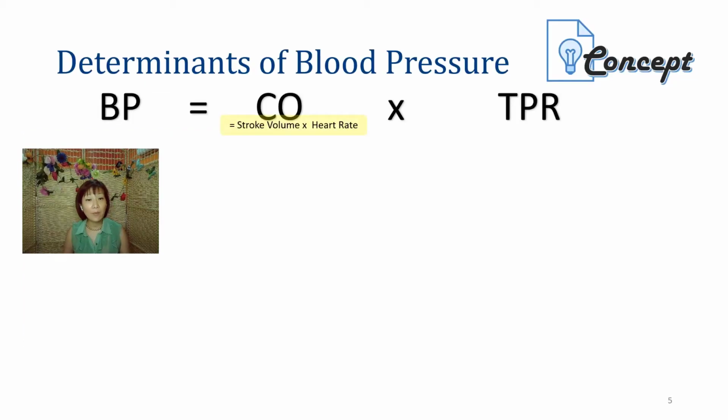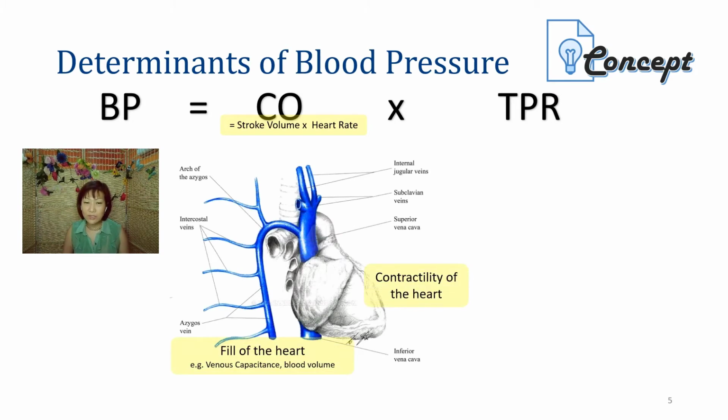Okay, so let's recap on the determinants of blood pressure. Blood pressure comprises cardiac output and total peripheral resistance. So the cardiac output is also determined by the stroke volume as well as the heart rate, right? Therefore, the contractility of the heart and how much the heart fills will determine your stroke volume and therefore your cardiac output as well. Okay, so that's how you get a higher blood pressure when you've got better stroke volume and also when you have a stronger heart.